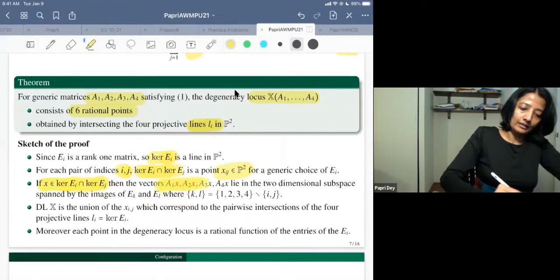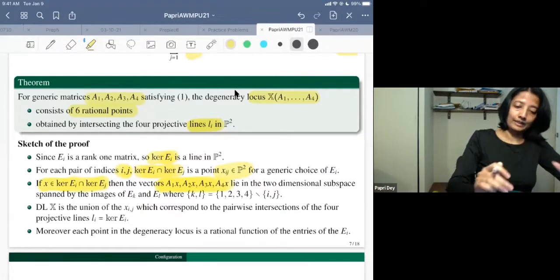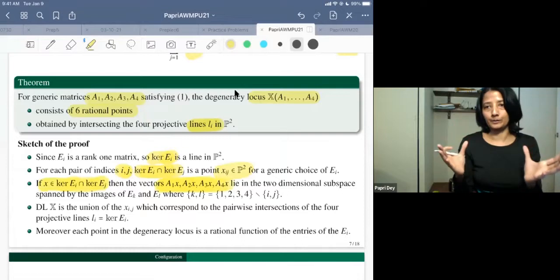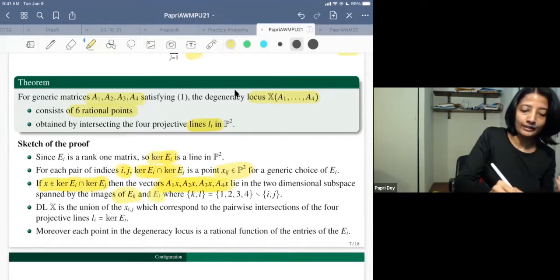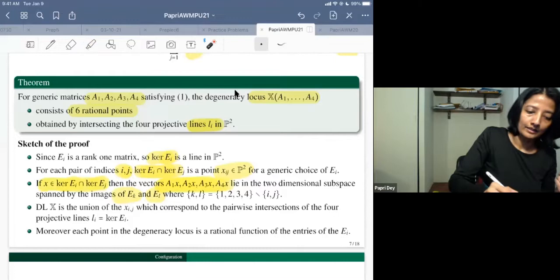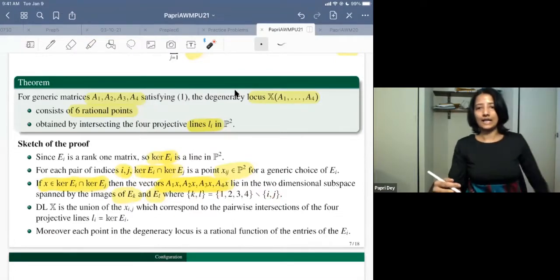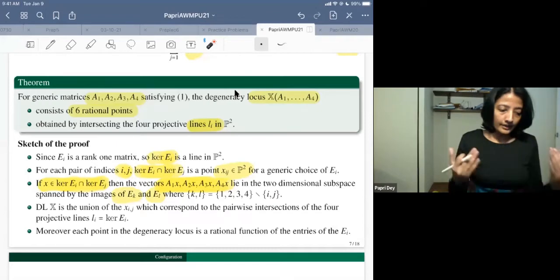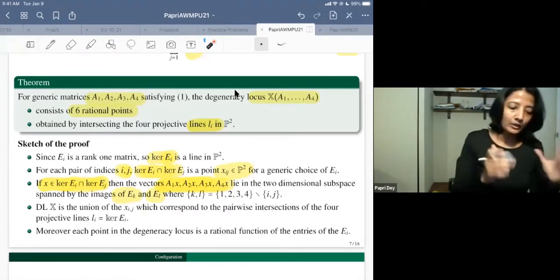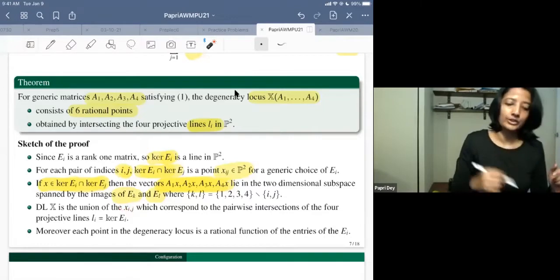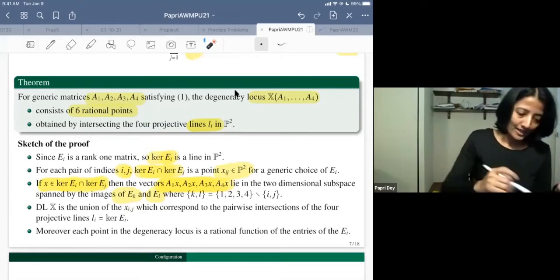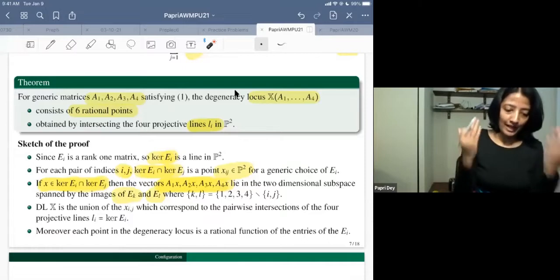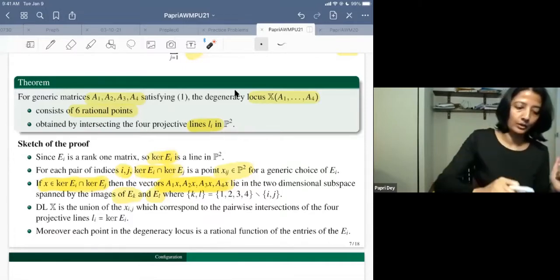If we apply A1 to A4 to these points, we get vectors, and they always lie in a 2-dimensional subspace. And this 2-dimensional subspace is spanned by the images of Ek and El, where k and l are the complementary indices of i and j. The degeneracy locus is the union of these points Xij, which correspond to the pairwise intersections of 4 lines. Now we have an explicit expression to describe the degeneracy locus in this setup.